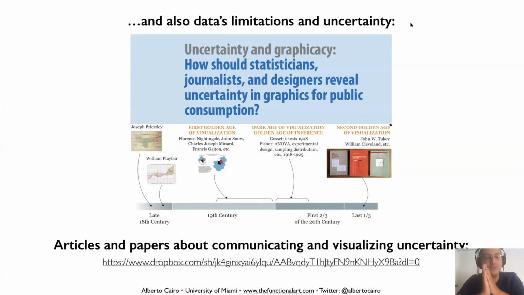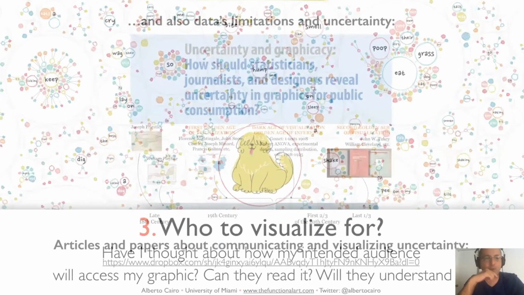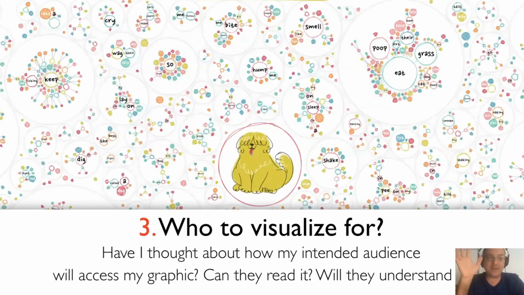So in order to read about this, I have put together a list of resources, papers, readings, etc., that I have been collecting throughout the years about how to first interpret uncertainty and then how to visualize it. This is one of my own interests in the past few years as well. Who to visualize for? This is critical, right? Think about your audience, right? But we need to go beyond that, right? We need to go a little bit beyond thinking about our audience. I don't know who my audience is, right? We should test our graphics more often, right?